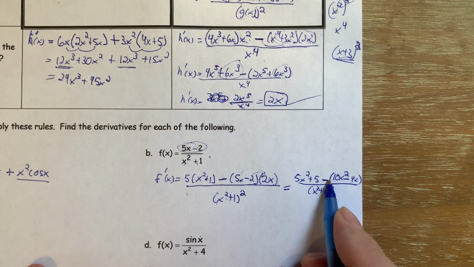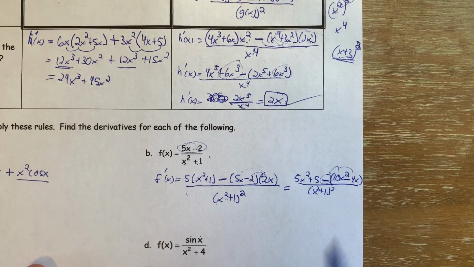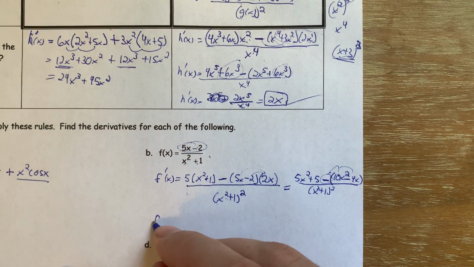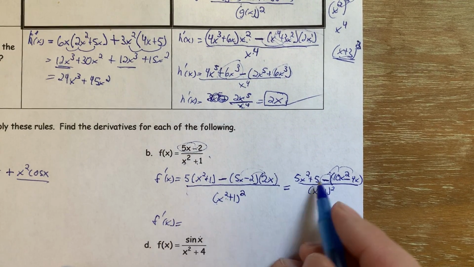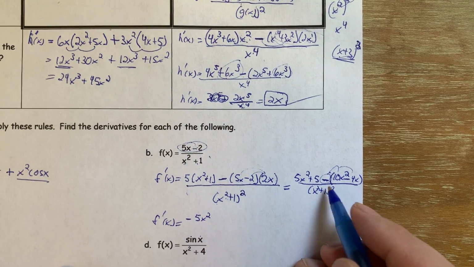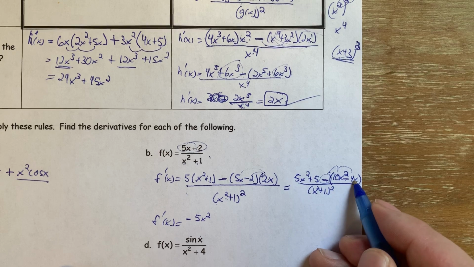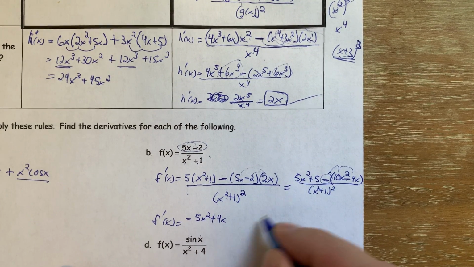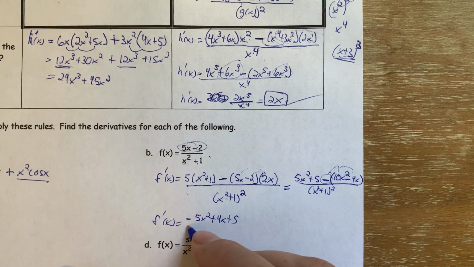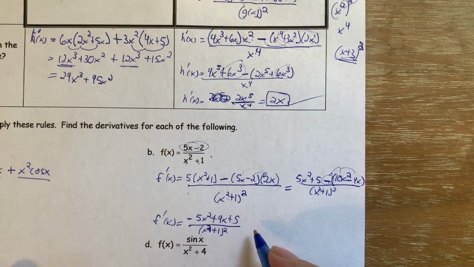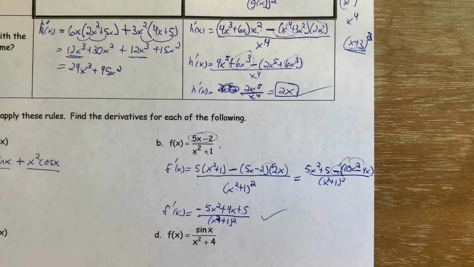And now I can subtract. This minus will distribute to both. So 5x squared minus 10x squared is negative 5x squared. Minus negative 4x is plus 4x. And that doesn't combine with anything, but it'll go after the x squared and then plus 5. And we don't simplify the denominator. And this is considered stylistically the best way to write your answer.